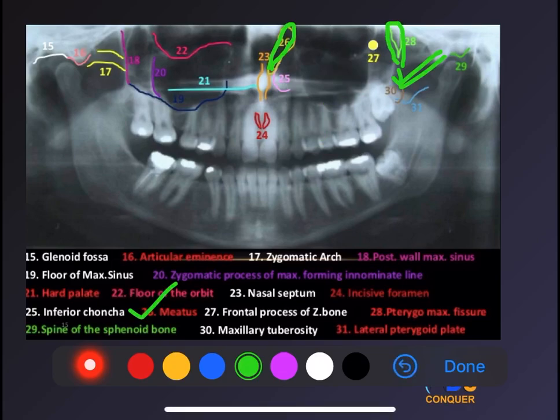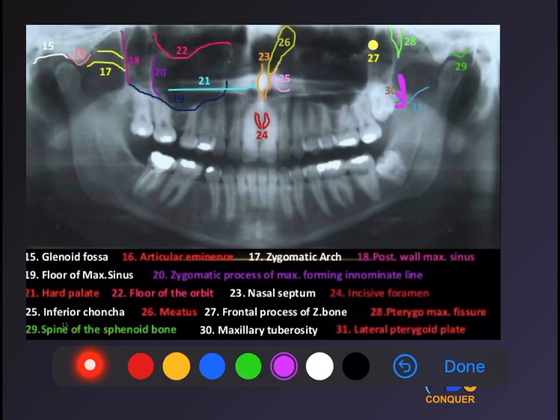Now coming to the 27, it is the frontal process of the zygomatic bone. 28 is the pterygomaxillary fissure that we have discussed. 29 is the spine of the sphenoid bone. If you see here, this is the spine of the sphenoid bone, this area. 30 is the maxillary tuberosity. So right behind the third molar will be the maxillary tuberosity.